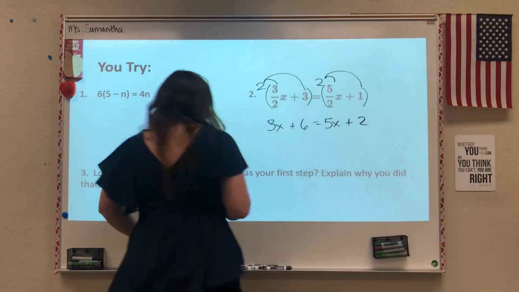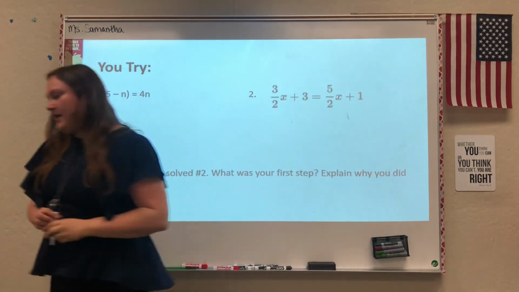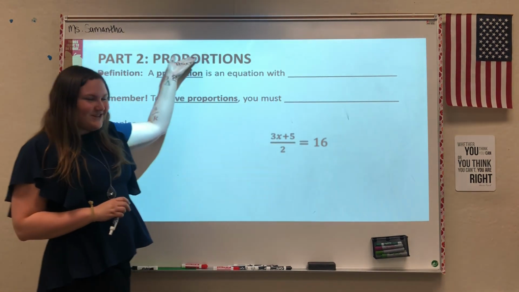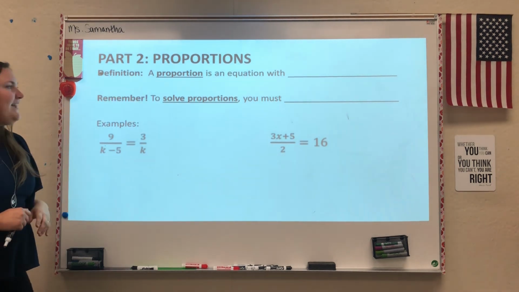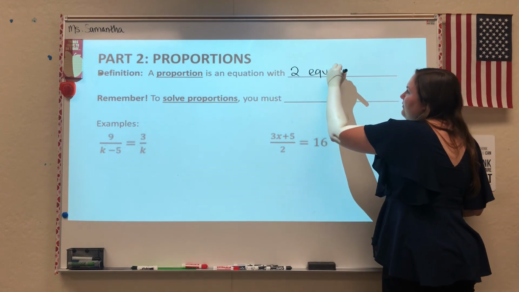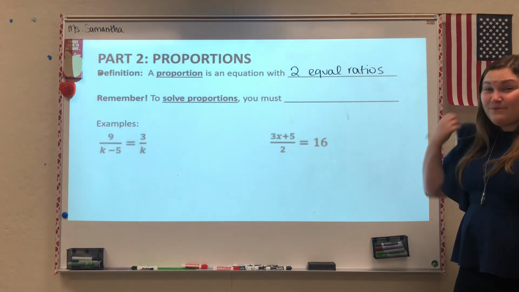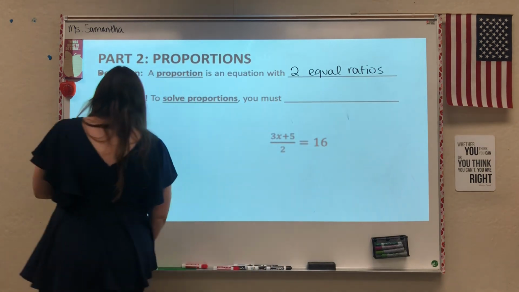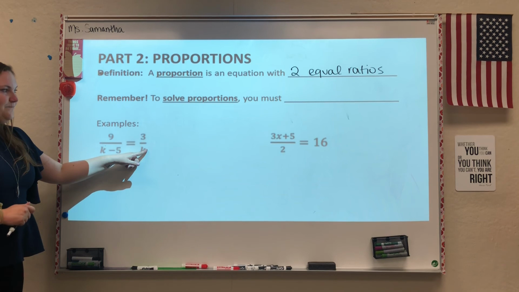This is the first part of the video. The other part of the video is going to be on something called a proportion. Do you remember that from the objective? We said we were going to solve proportions. The definition for a proportion is an equation with 2 equal ratios. When you talk about ratios, the most common way to see them is as a fraction. So an example of a proportion could be something like this, where we've got a fraction equal to a fraction.